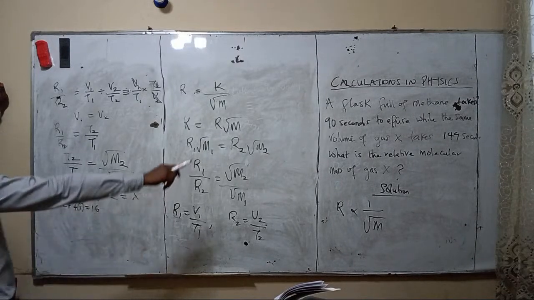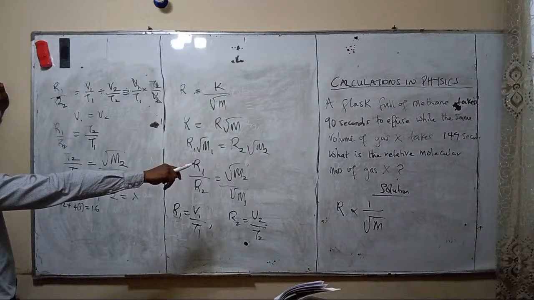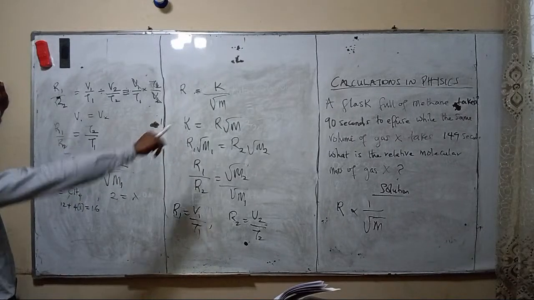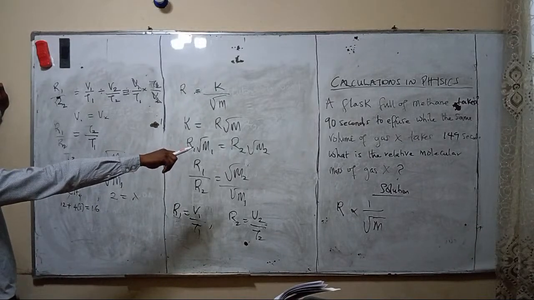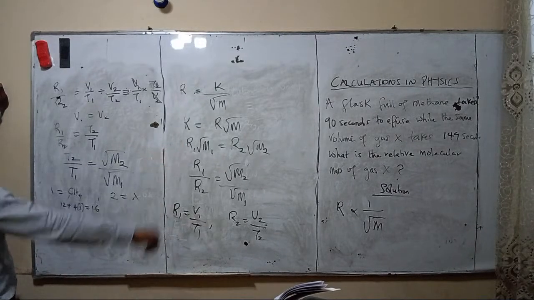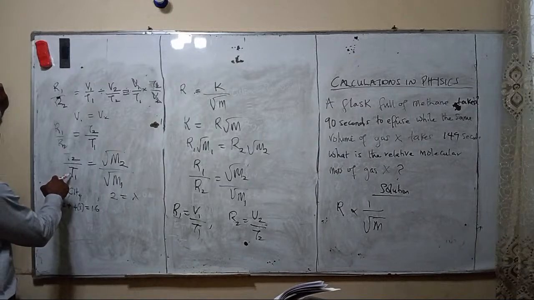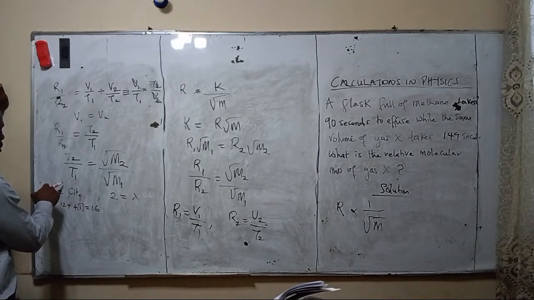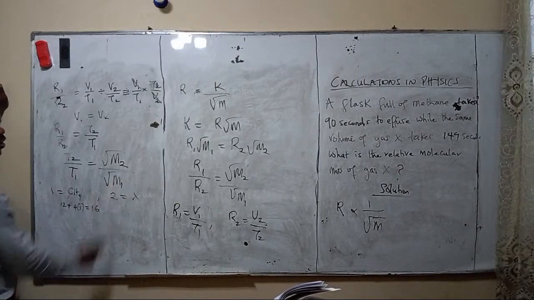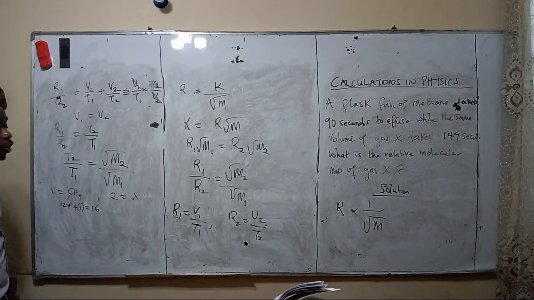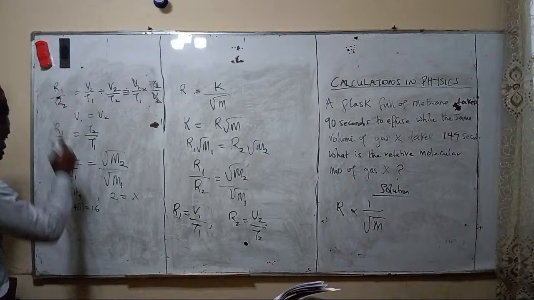The time for methane is what? We want to substitute. Time for methane is 90 seconds, so T1 is 90 seconds. Time for the gas X is 149, so T2 is 149. But we don't know the square root of M1. We don't know the relative molecular mass of gas X. So we now substitute.